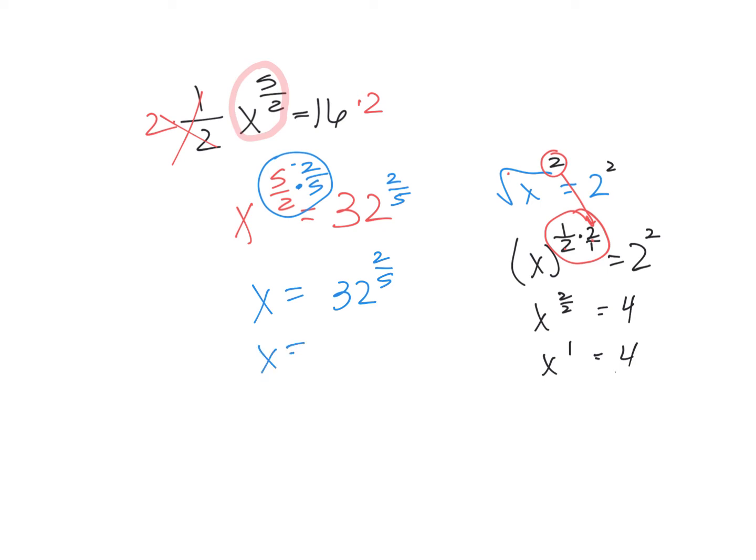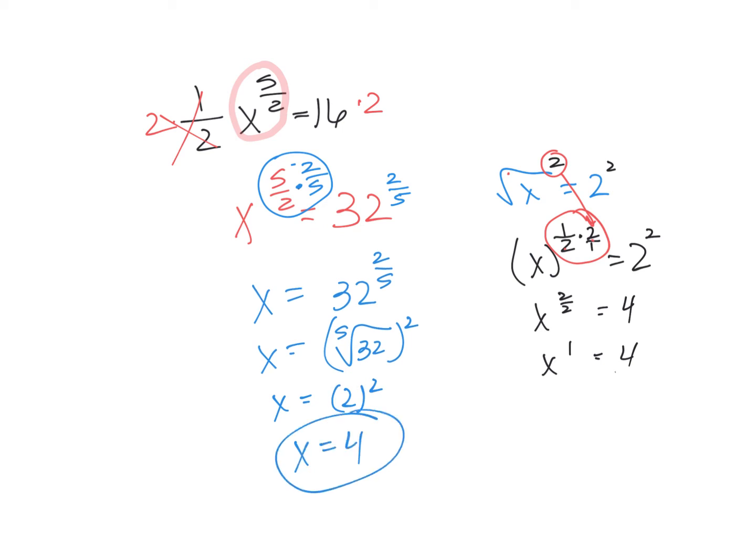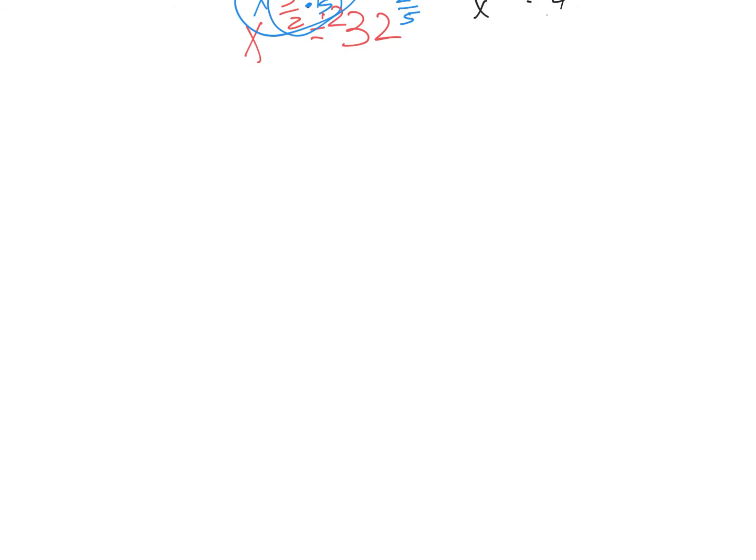And remember, that means the same thing as the fifth root of 32 to the power of 2. And then the fifth root of 32 is 2. And so x equals 4. So you can kind of have this little shortcut. You don't have to convert this to a radical, but you could if you wanted, okay? Okay, so let's look at another one.